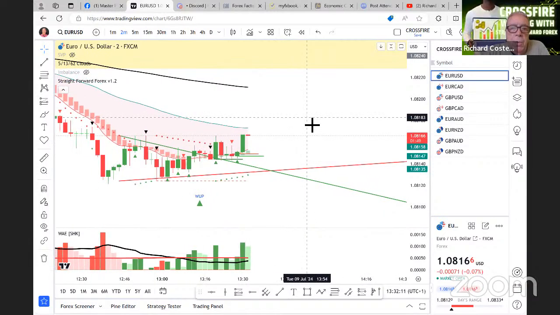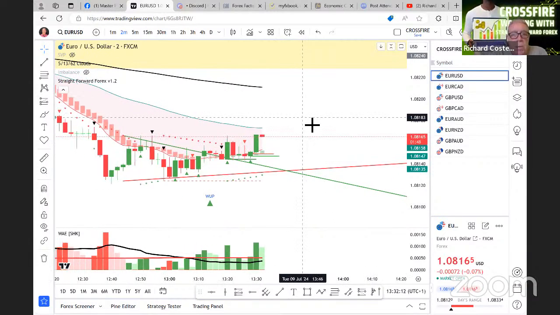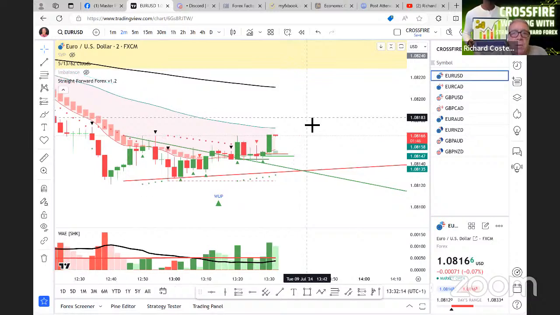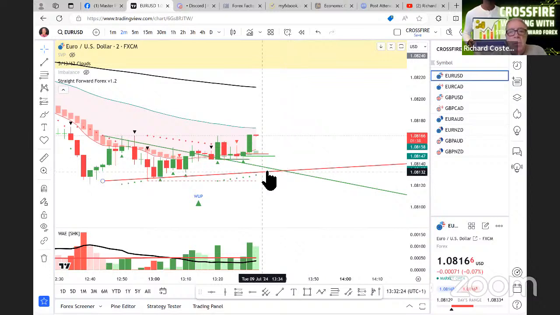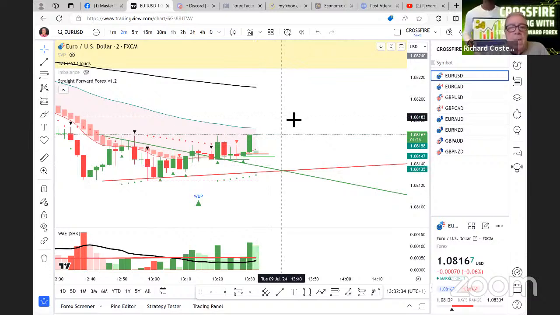So the important things to look for on Crossfire, the first thing I look for is price above the green trend line, in which case I start thinking buys, or is it below the red trend line, in which case I start thinking sells. That's the first thing I look for. Now in this situation, we're above the green trend line, so I immediately think buys. Then I start looking for further confirmation.